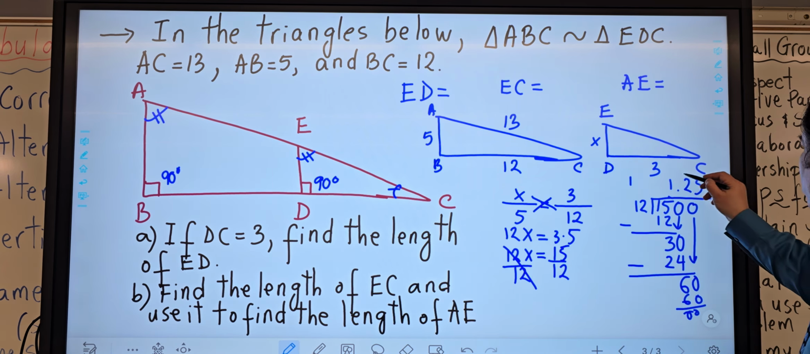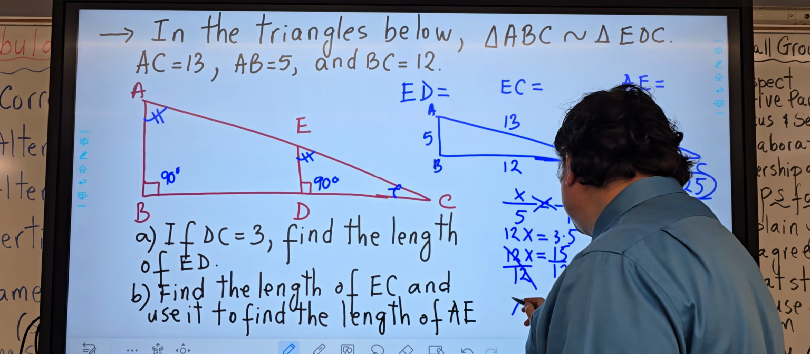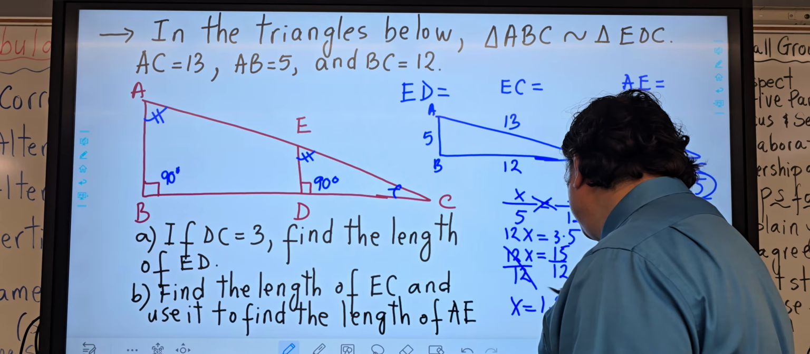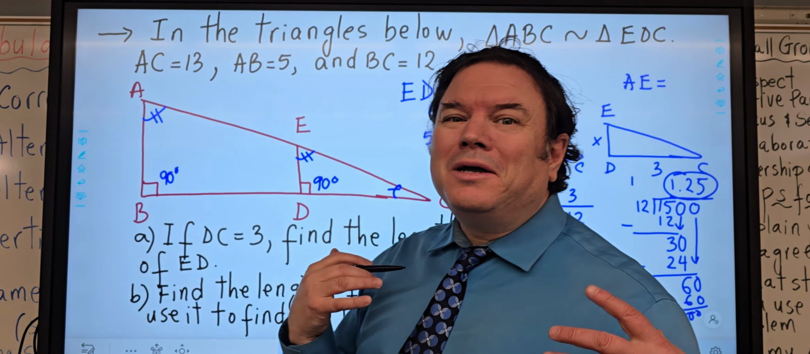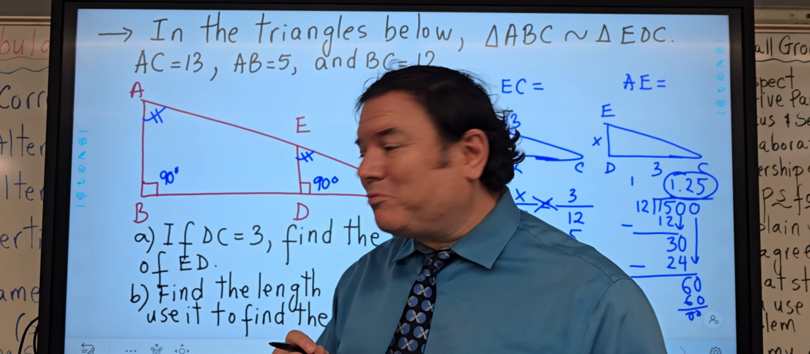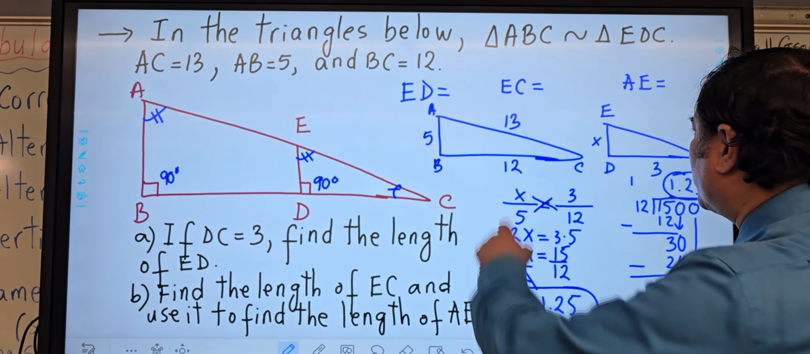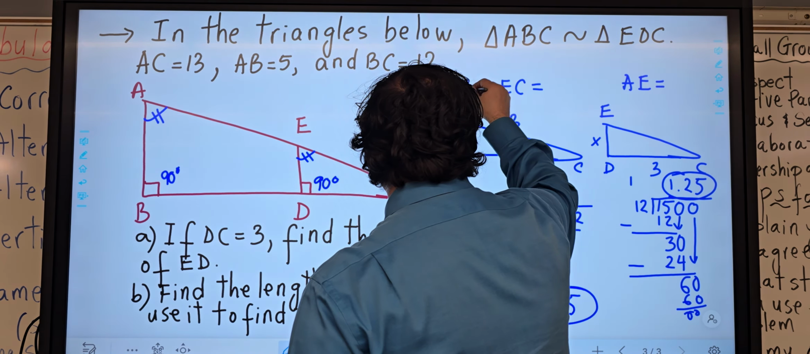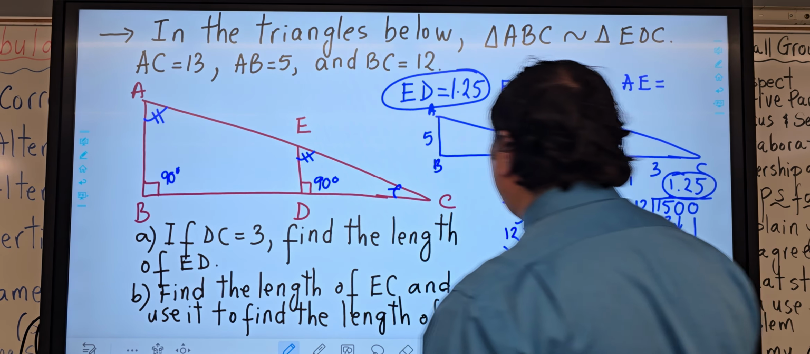So the answer is 1.25. x equals 1.25. I hope you got the same answer. If you got the same answer, you'll get a happy face from me and an A++. So x equals 1.25. Therefore, ED is 1.25. We got ED.